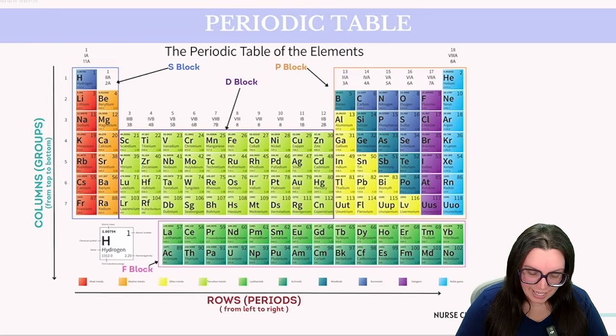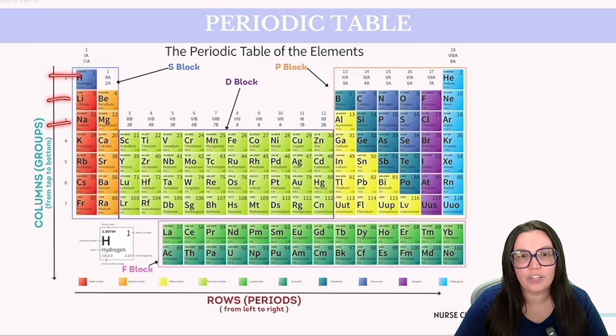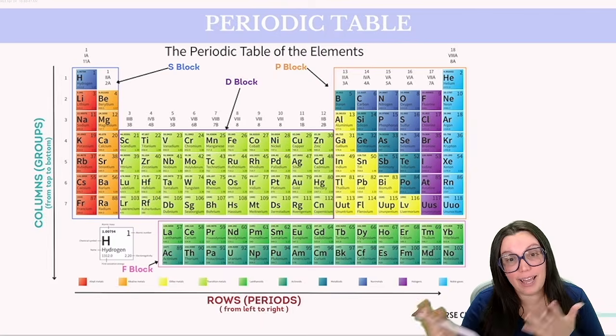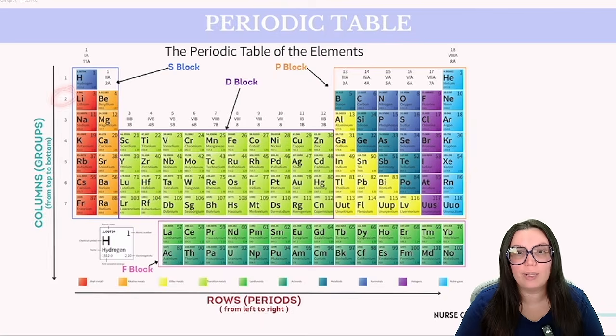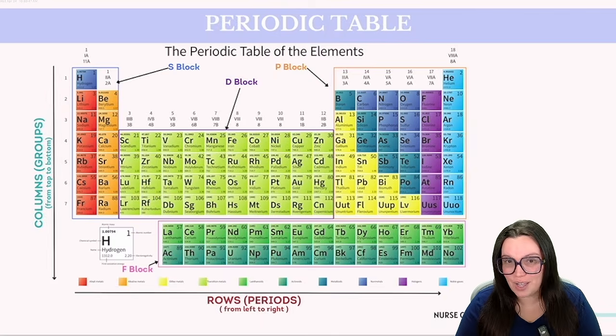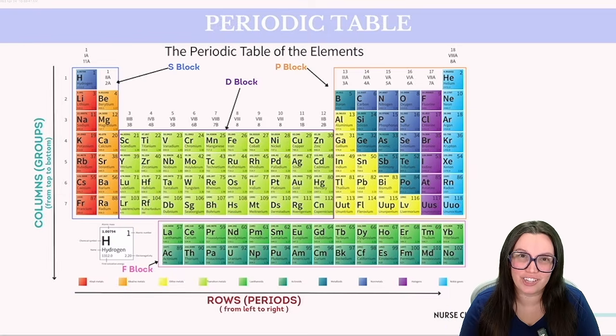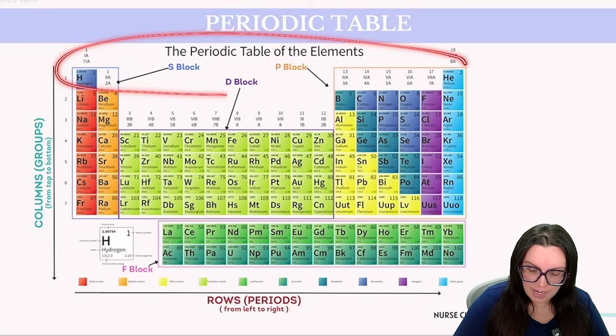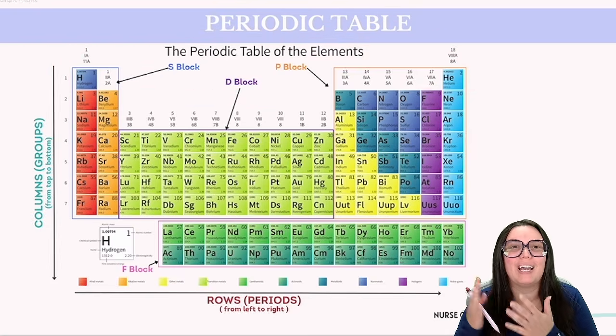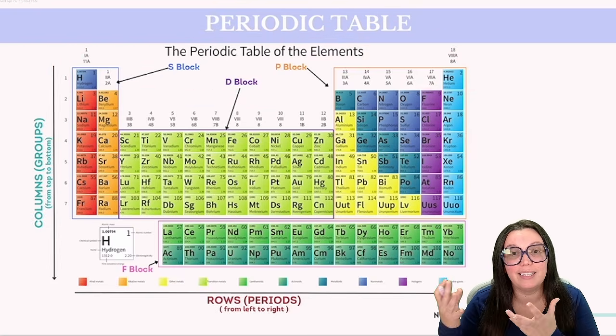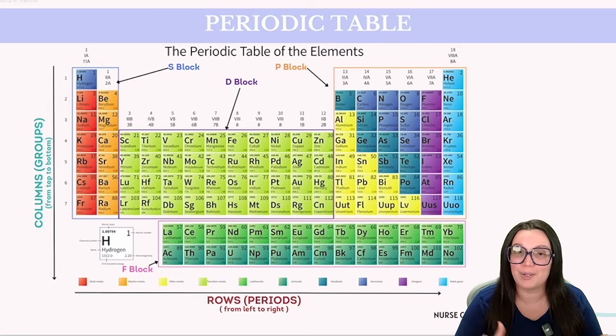Each period is going to indicate the number of electron shells that an element is going to possess. For example, elements in the second period are going to have 2 electron shells, while those down here in the 6th period are going to have 6 electron shells. The vertical columns on a periodic table are referred to as groups. Elements within the same group share similar chemical properties.